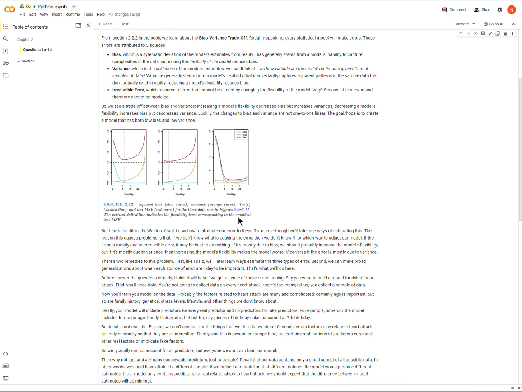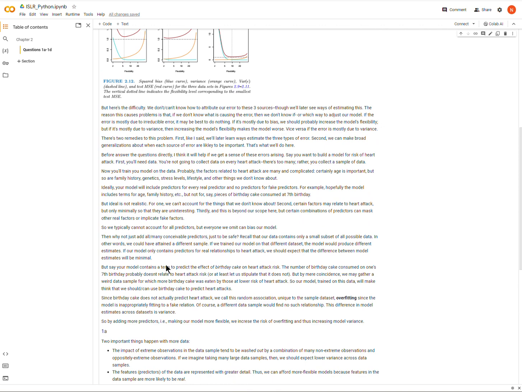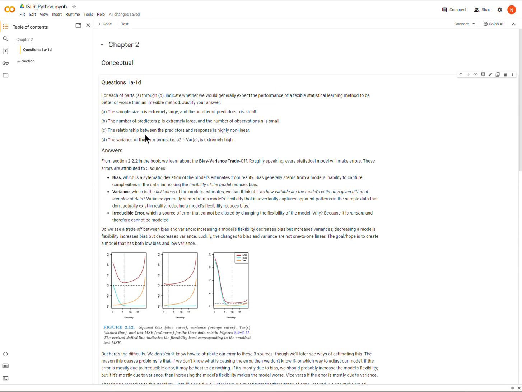And again, if your sample just happens to have a spurious relationship between a predictor and the outcome, your model will find that. But that does not mean that it generalizes to other data sets. In other words, we are overfitting, just like we saw in the birthday cake heart attack example. And so we should expect that a flexible model will have more error due to variance.